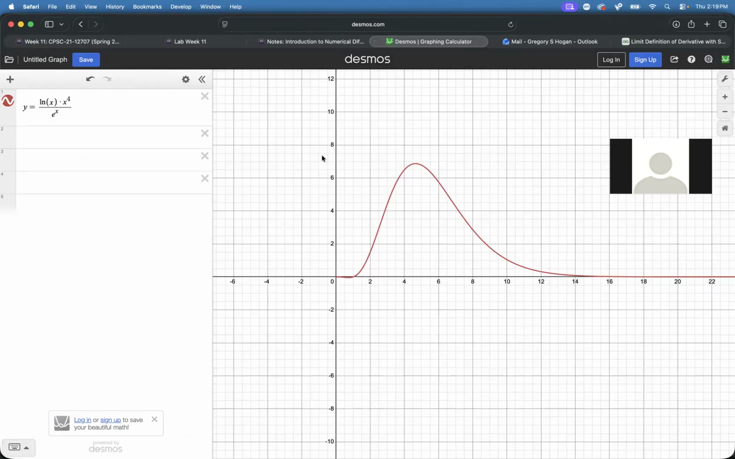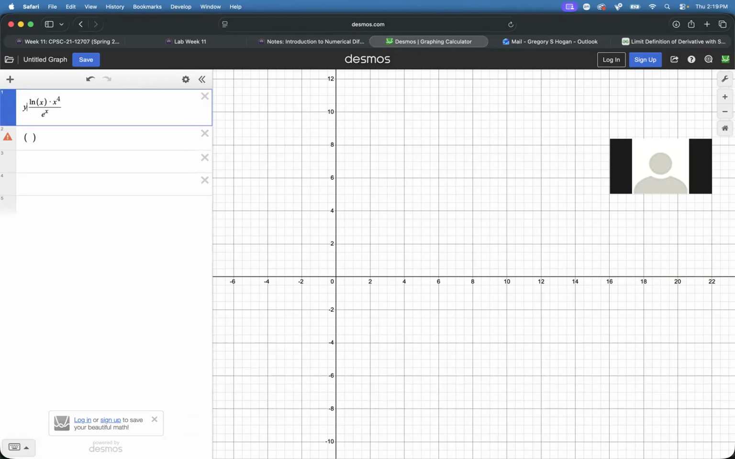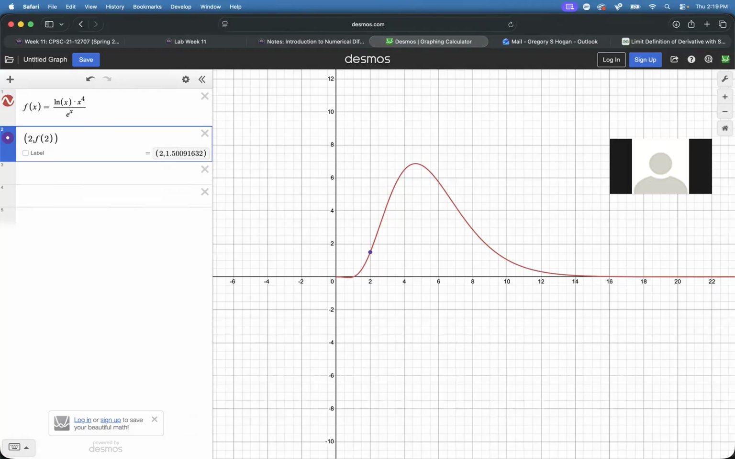Like if I go to Desmos, I don't know if this is going to be a good idea or not. I don't know how to do this. Maybe, what if I do f of x equals that? Is it possible to say 2 comma f of 2? Haha, it is. Cool. So you have a point there, right? And I could pick another point and just say a comma f of a.